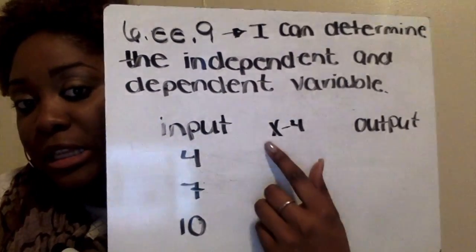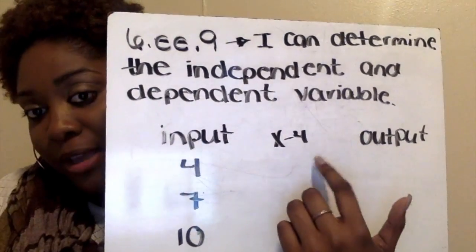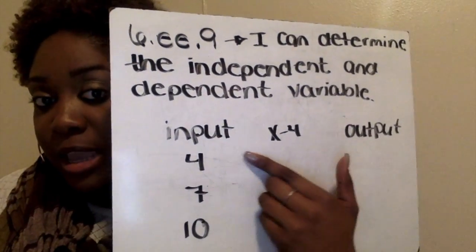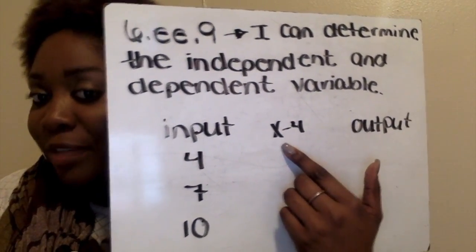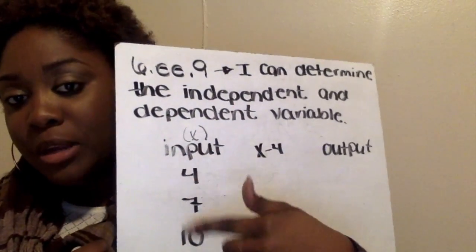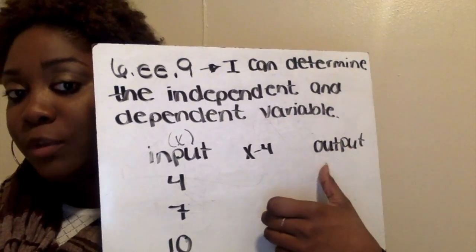So under input, I'm going to put 4, 7, and 10. As you can see, this looks familiar because we have a variable, we have an operation, and then we have a constant, okay? So we can name this input the same thing as x, or we can go even further. We can also name it our independent variable. And the only thing you're going to do is take these independent variables, plug them into the rule, and it's going to give you the output.